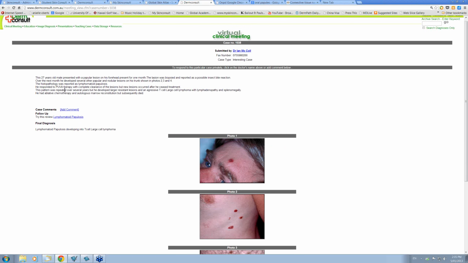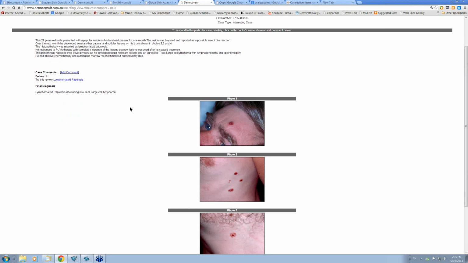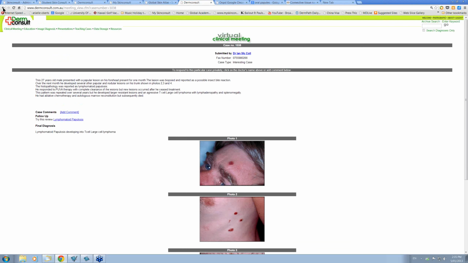Now, what did he have? We often treat lymphomatoid papulosis, by the way, with PUVA therapy. And he got complete clearance with these. But when the PUVA was stopped, new lesions appeared. And he was treated over several years and gradually developed larger resistant lesions and an aggressive T-cell, large cell lymphoma, lymphadenopathy, splenomegaly. He had ablative chemotherapy, autologous marrow reconstitution, but he subsequently died. So beware of lymphomatoid papulosis.